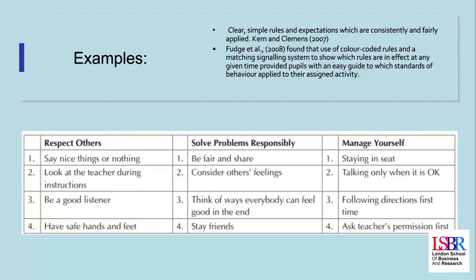So respecting others, saying nice things or nothing, looking at the teacher during instructions, trying to always listen, solving problems responsibly, so considering other people's feelings, managing yourself. You must stay in your seat during a lesson. That's basic, but some learners just will have a tendency to wander around the room. So these are just basic rules, and making them clear at the beginning of your relationship with those learners is very important, because you're setting the standards, what you expect in your classroom.